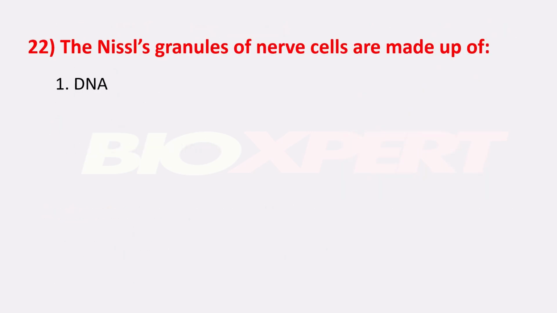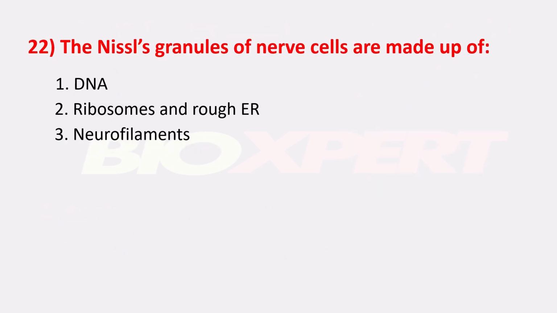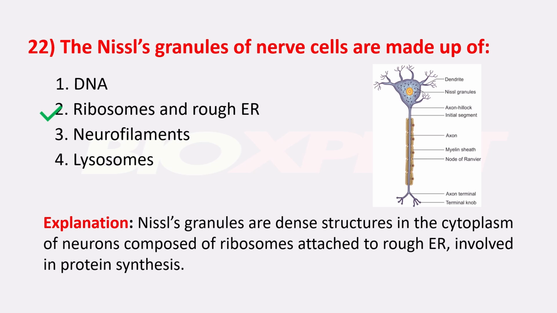The Nissl's granules of nerve cells are made up of ribosomes and rough ER. Nissl's granules are dense structures in the cytoplasm of neurons, composed of ribosomes attached to rough ER, involved in protein synthesis.